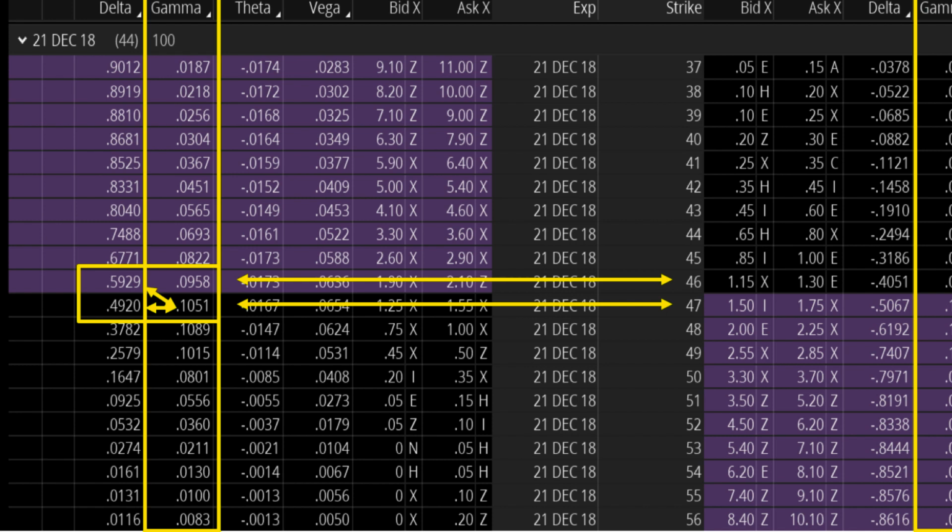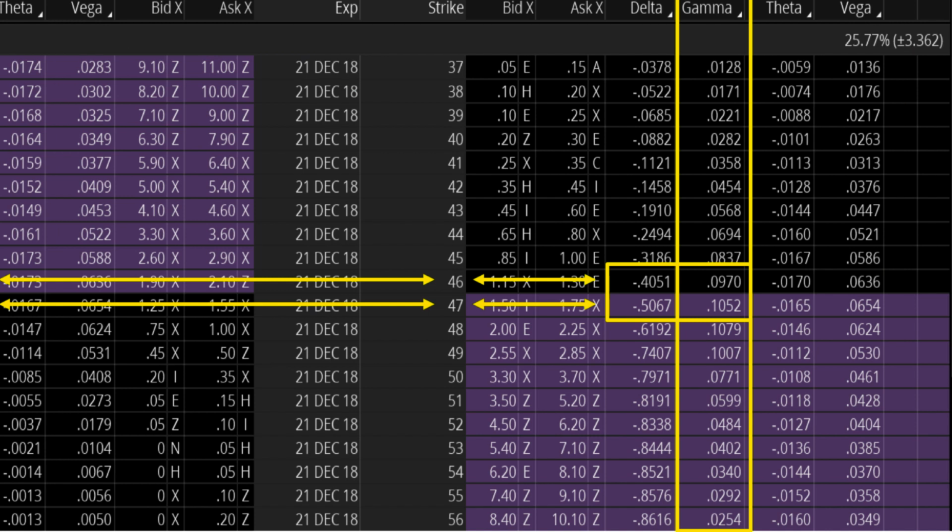Look over here on the put side, and you'll see the same phenomenon. You look at the $46 and the $47 strike prices. At the $46 strike price, the delta is 0.4051 and the gamma is 0.0970. If you add that to the delta, and the stock price moves again, that delta is going to change to about 0.50-ish. So it adds close to 10 points, or the 10 gamma points, to the delta. So that's how gamma works.